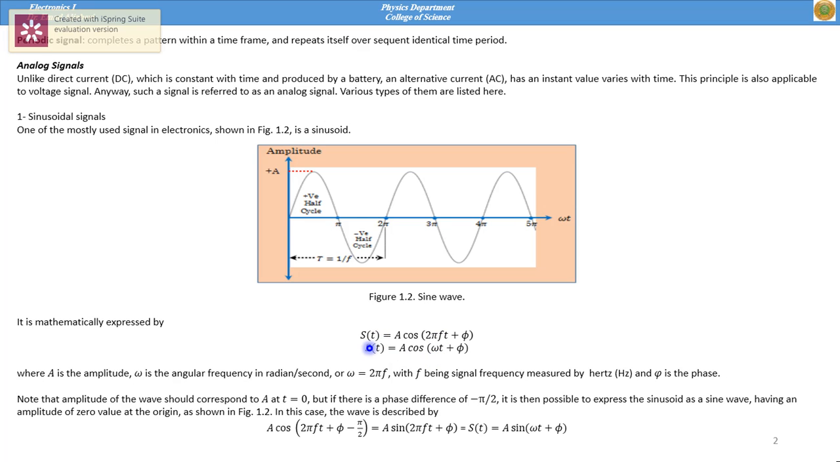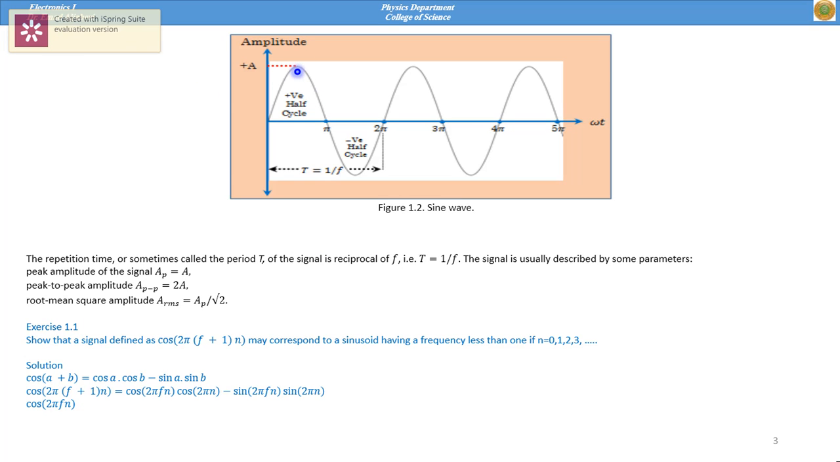This equation can be reduced to S of t is equal to A cosine omega t plus phi. When the phase difference is equal to minus pi over 2, this equation can be converted to sine instead of cosine. And finally, you can use cosine omega t plus phi or sine omega t plus phi to express this signal.